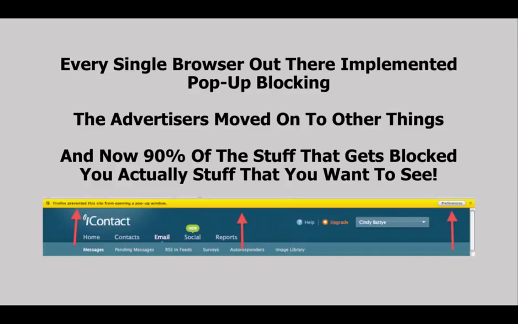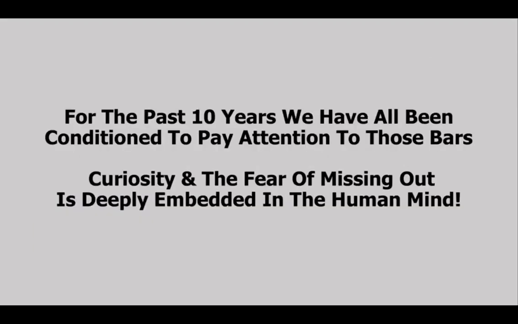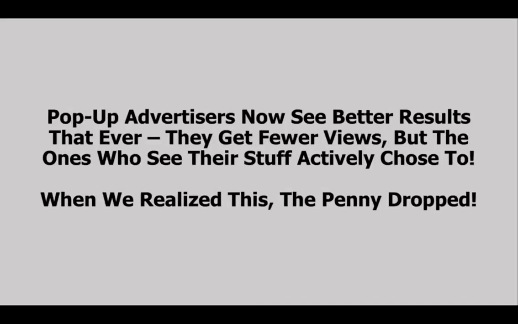I go there to check what's wrong and to rectify it, because most of the time I want to see what actually got blocked. And that's because for the past 10 years, we've all been conditioned to pay attention to those bars. Now, they're great at blocking pop-ups, but they also always come with the option where they tell you what has been blocked and why, and allow you to unblock it if it's something you actually want to see. And that's important because curiosity to see what we're missing out on, and the fear of missing out on something, is deeply embedded in the human mind.